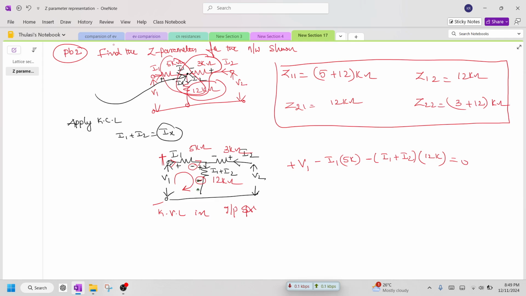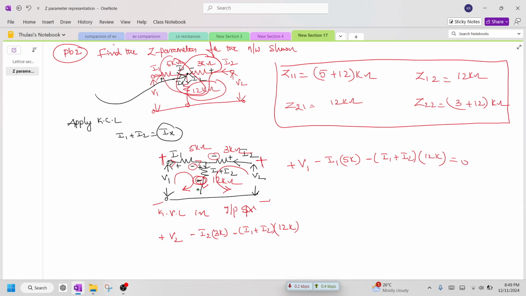Next equation, you try to apply it on the output side. So this is nothing but plus V2. This is positive, this is negative, this is plus V2, and the current leaving the terminal is minus I2 into 3 kilo ohm is the drop, and what is the current flowing in this branch? It's nothing but minus the current I1 plus I2, into 12 kilo ohm.